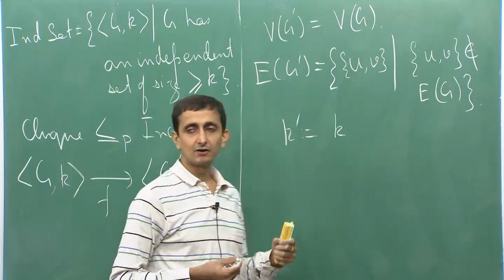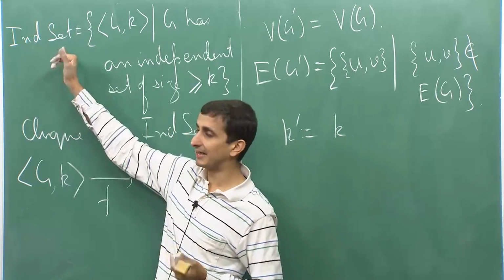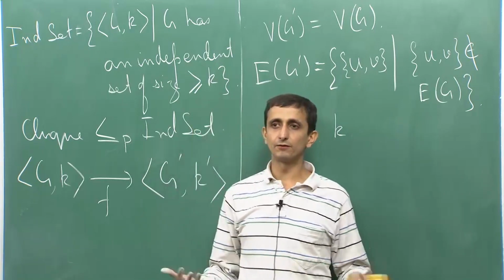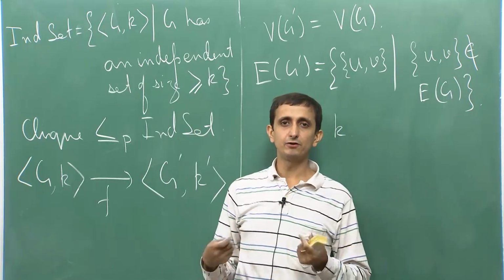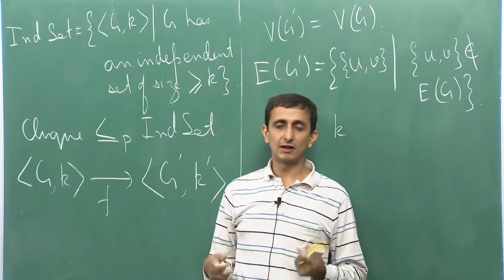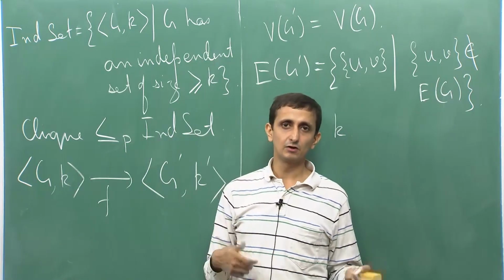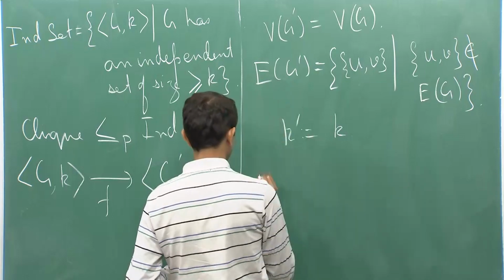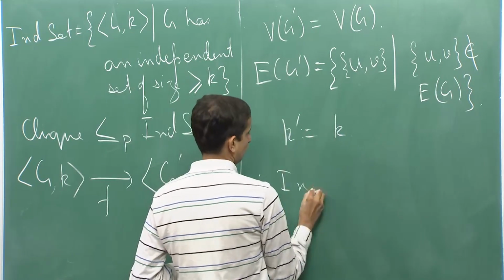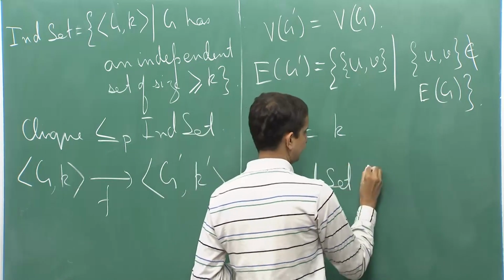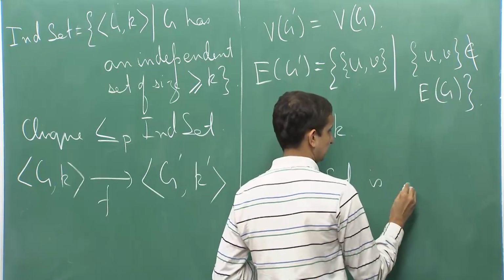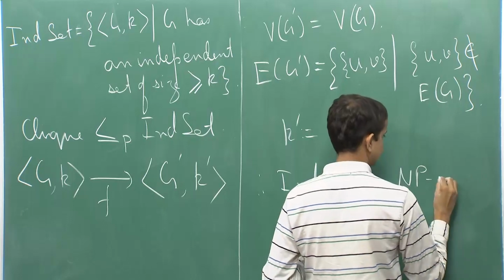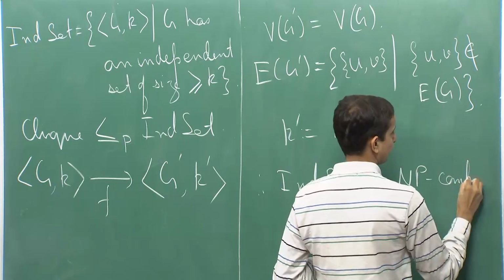One can also show that independent set is in NP, because I will guess a certificate which will be a set of vertices, and I just need to verify that for every pair of vertices in this set no edge exists. Therefore, this shows that independent set is NP hard and subsequently NP complete.